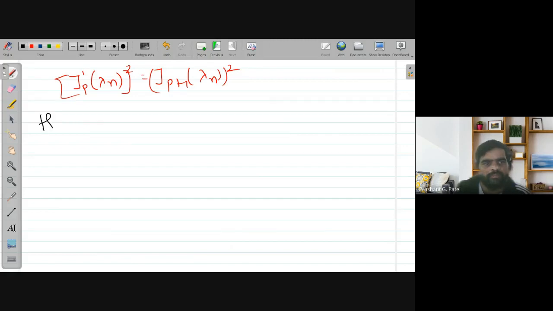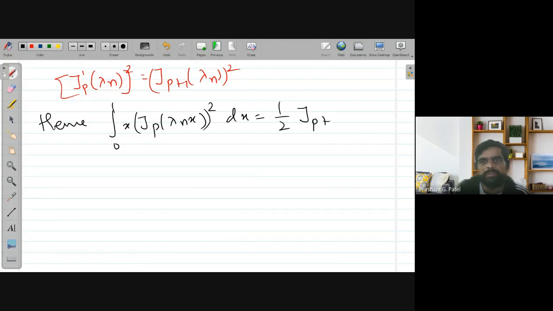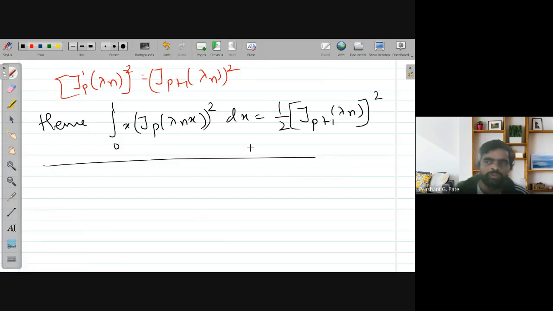So hence this integration 0 to 1 x into Jp(lambda n x) whole square dx is 1 by 2 Jp+1(lambda n) whole square, where lambda n is the zero of Jp(x). So which completes the proof of the orthogonal property of Bessel's function. If you have any question, you can ask.